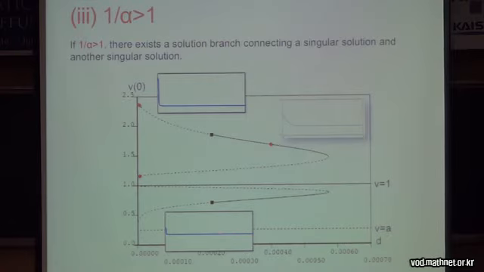This solution branch connects two singular solutions. And in this case, D is equal to 0.0004. The solution profile is like this. Then in this case, this solution is unstable, but at this point, saddle node bifurcation occurs, then stability is recovered. Then at this point, Hopf bifurcation occurs, then this solution branch becomes unstable. We have the following three types of global structure of stationary solution depending on A and alpha.